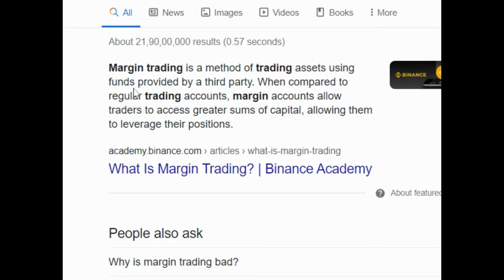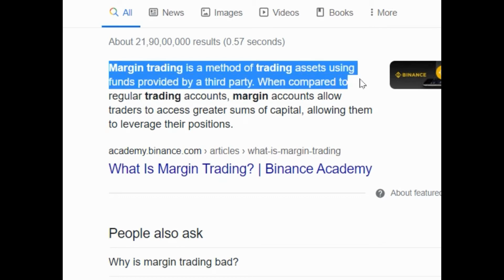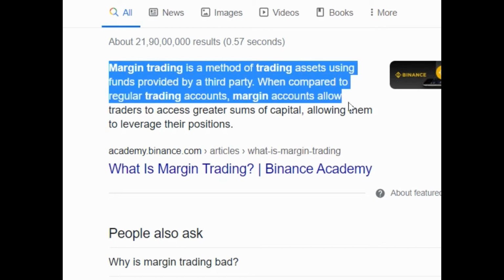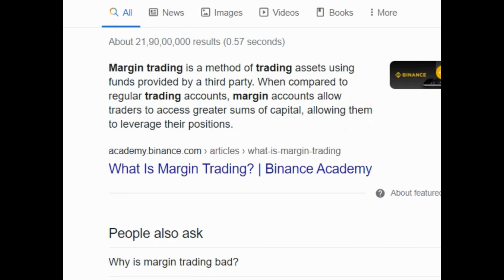So here's a definition on Google: margin trading is a method of trading assets using funds provided by a third party. When compared to regular trading accounts, margin accounts allow traders to access greater sums of capital, allowing them to leverage their position. So here there are funds provided by the third party. Okay, so who is the third party? Your broker.